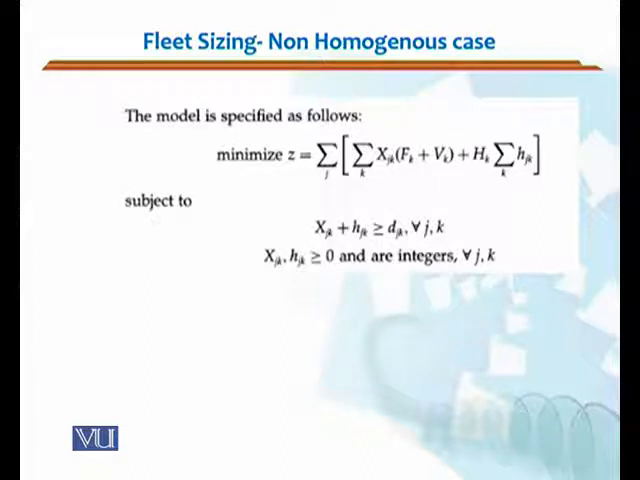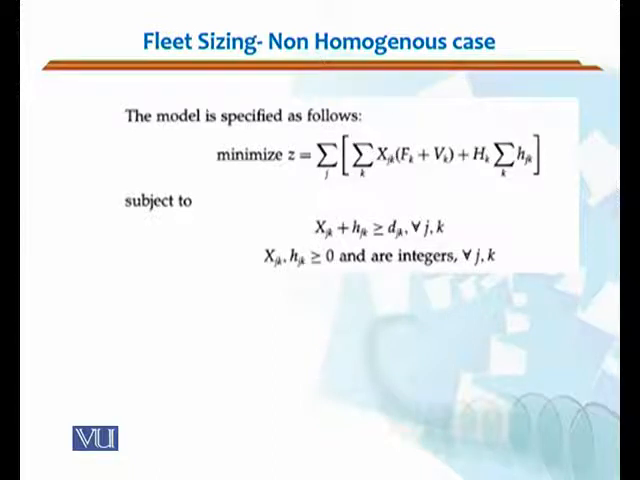As it is a linear programming problem, we would have two important constraints for it. Our x_jk plus h_jk should be greater than or equal to d_jk for all j and k. It should satisfy the total demand. The number of vehicles which we have and the number of vehicles which we hire on a day of type k should satisfy the total demand d_jk.